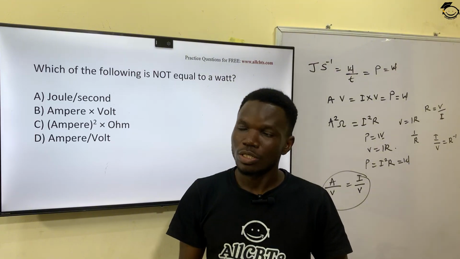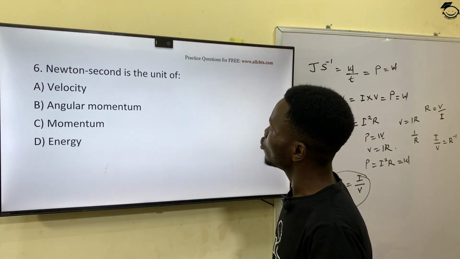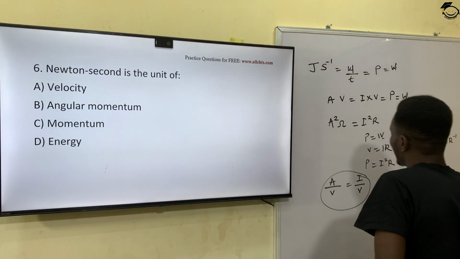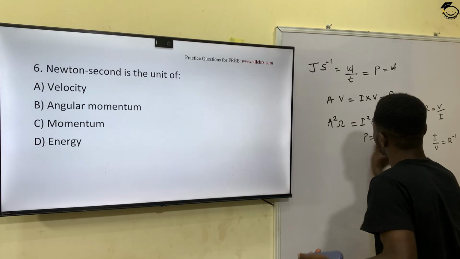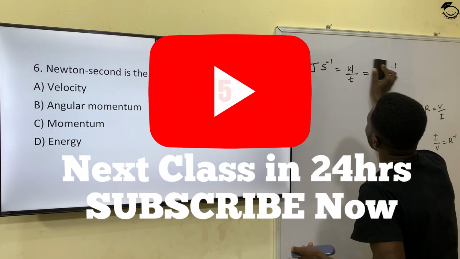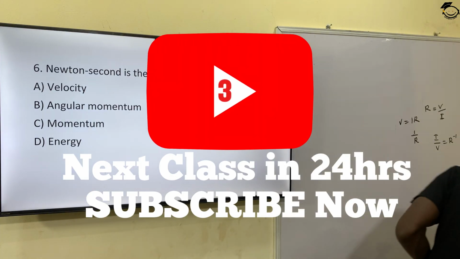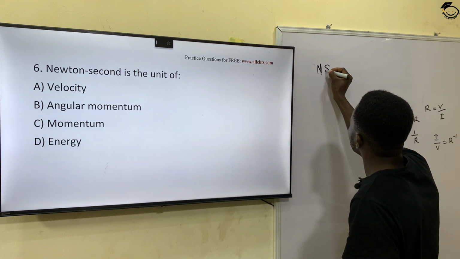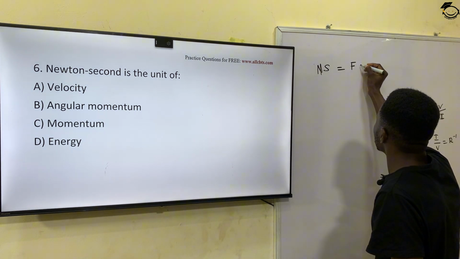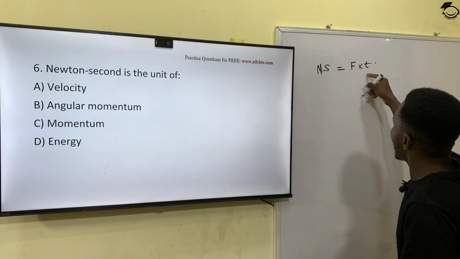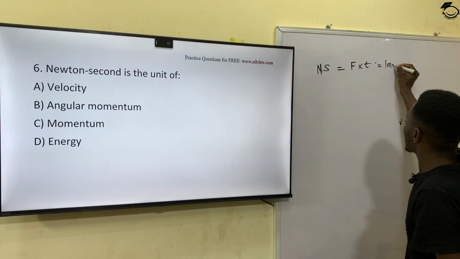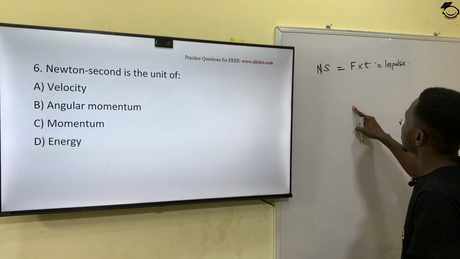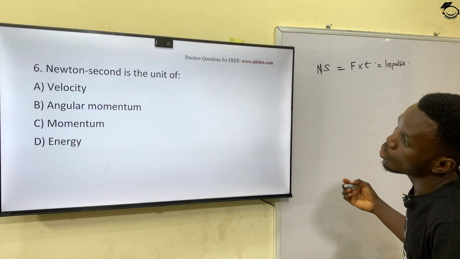So that takes us to the next question, which says Newton second is the unit of dash. When we talk about Newton seconds, we're simply saying force times time. And force times time is what? Impulse, because impulse is simply the force times the time. But looking at our options, we do not have impulse.